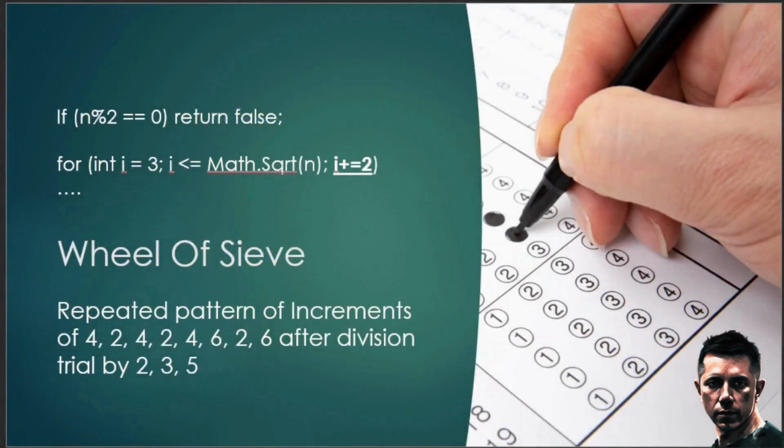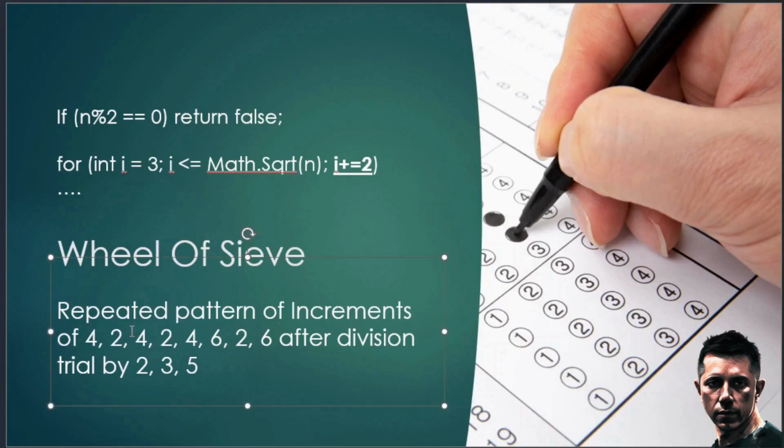There is a fascinating technique known as wheel of Sieve. We have been improving our function so far by limiting the upper limit of the loop. But we are trying to divide by all the numbers starting from 2 to that upper limit. If we check with 2 separately, then we need to only check if any odd number can exactly divide n. This concept is extended by wheel of Sieve.